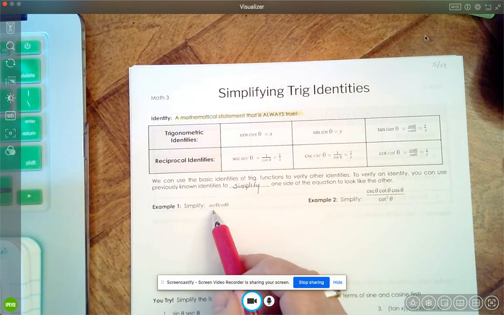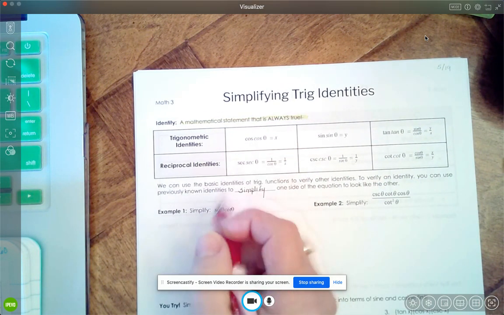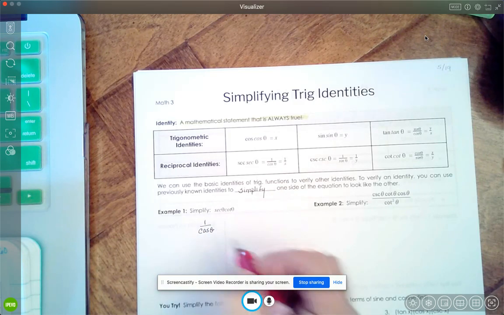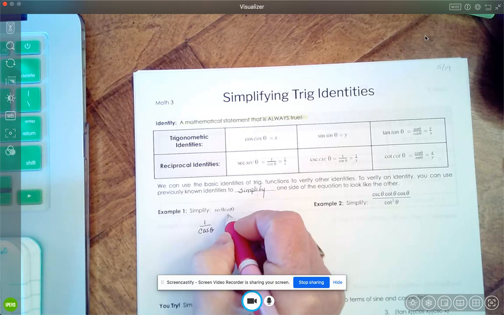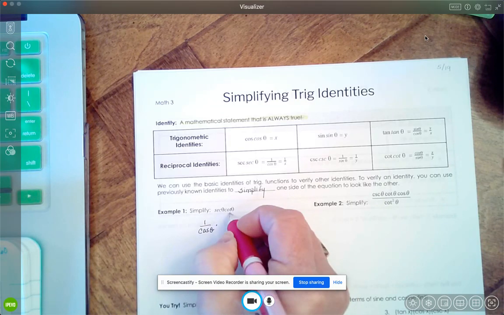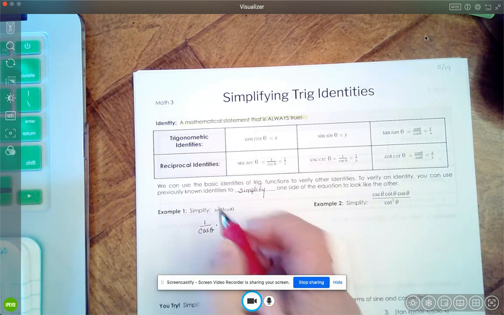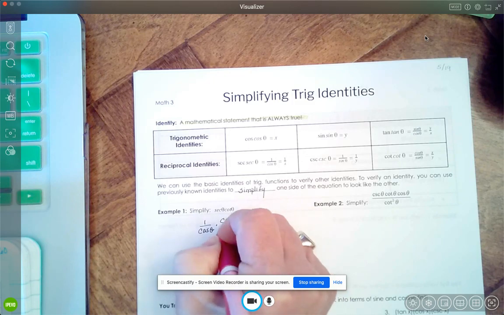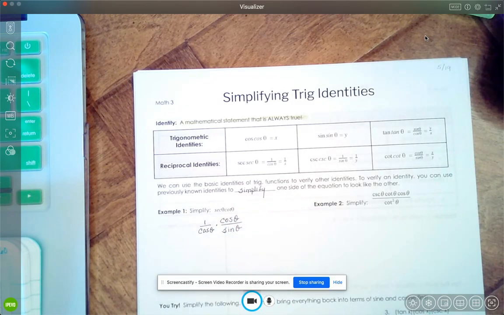So let's look. The secant. If I look up here, secant is 1 over cosine. So I can put 1 over the cosine of the angle. Always add your angle down there, please. Okay? And I'm multiplying that by cotangent. The cotangent is cosine of the angle over sine of the angle. So I have cosine of the angle over sine of the angle.